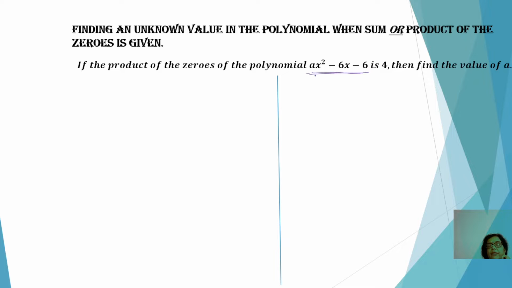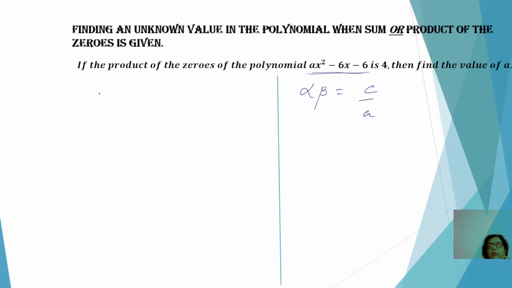So, we need to find the value of a, that is the coefficient of x squared. Now, if we take the product rule, alpha into beta is equal to c upon a, because here it's given that the product is 4. So, we'll take the product rule, alpha into beta is c by a.